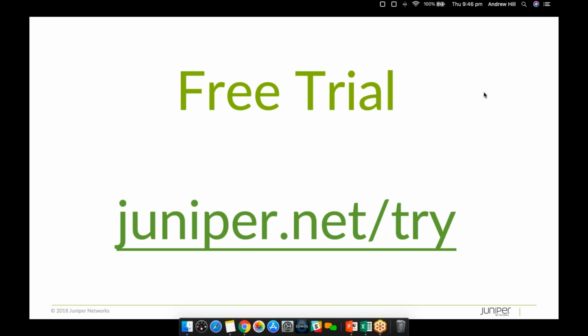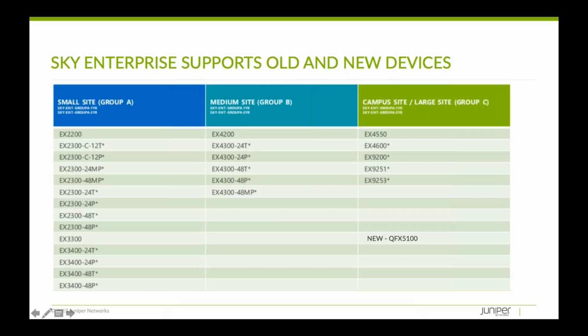We have Group A, Group B, and Group C. And a simple way of thinking about that is Group A is small device, Group B is medium, and Group C is large. If we just go back to this slide here, that'll give you an example of what Group A's look like, what Group B's look like, Group C's. So hopefully that answers your question.